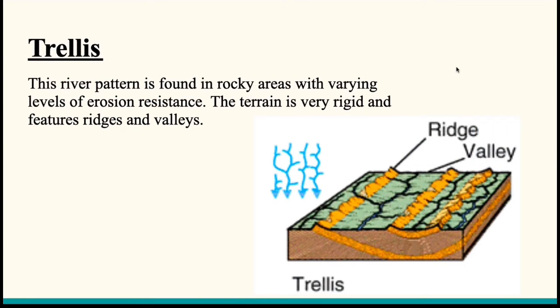A trellis river pattern is usually found in rocky areas like ridges and valleys. It develops in folded topography and often includes synclines or anticlines.